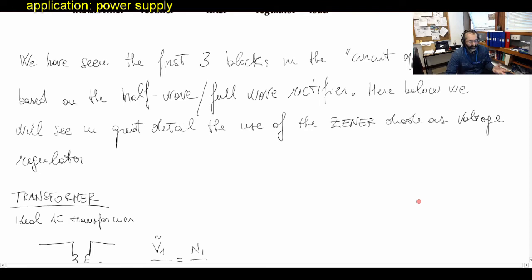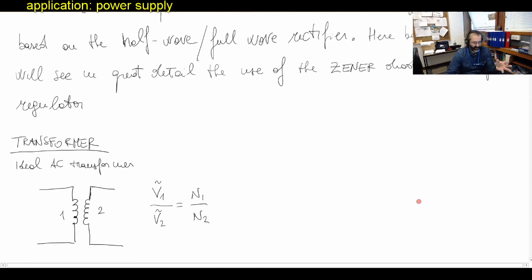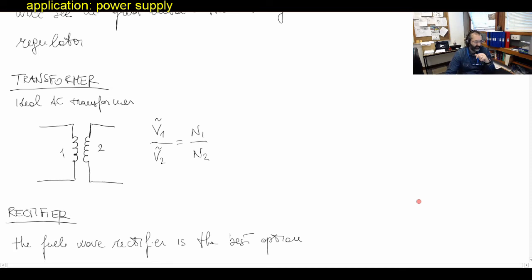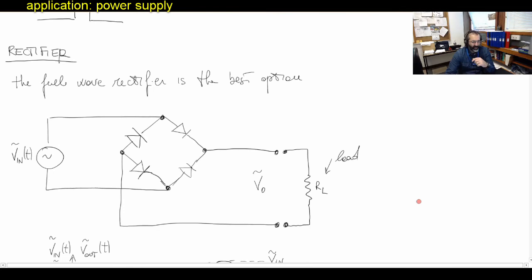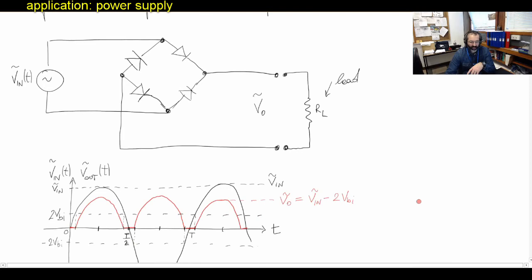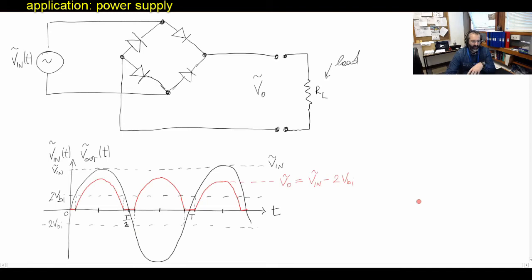So I'm not going again into the detail of things. We've seen the transformer. So I've just put here again the summarized, let's say, major ideas regarding the rectifier. The best one we've seen was the bridge idea. And here is how this type of rectifier will respond.